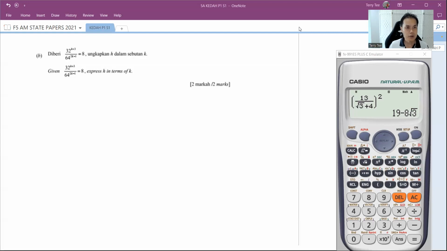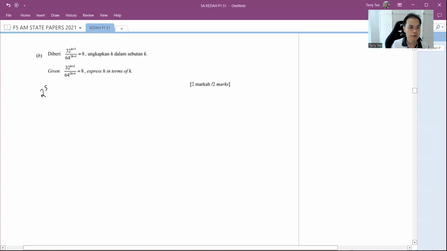Okay, so here we are supposed to express h in terms of k. So I think we can change everything to numbers in base 2. 32 is actually 2 power 5. There is an h plus 3 here. Then you divide by 64, which is 2 power 6. This is 2k minus 1. The result is equal to 8, and 8 is 2 power 3. Now, the next thing is, let's expand this bracket.